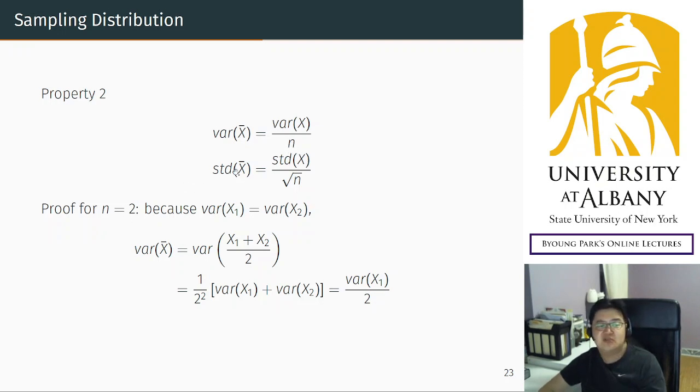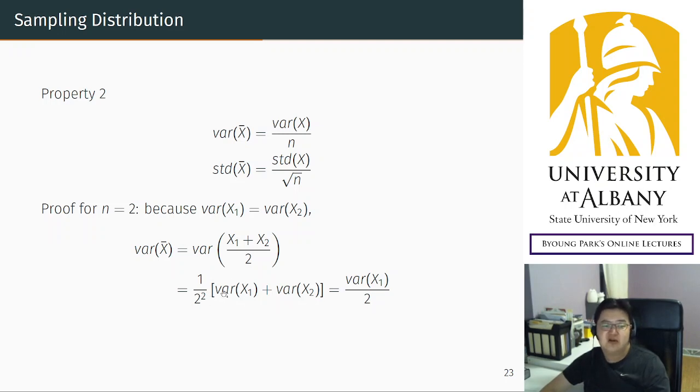And you can show this in the simple case when n equals 2. The idea is the same. The variance of the average can be written in this way. But now remember, the multiplication of 1 over 2 can get out of the variance, but you have to square it. We learned it in chapter 4. So when you multiply something inside the variance, you have to multiply its square outside the variance. So 2 squared, 1 over 4, is multiplied.